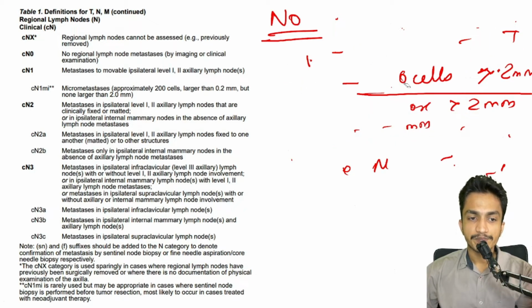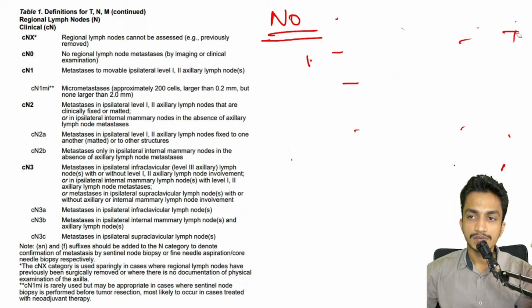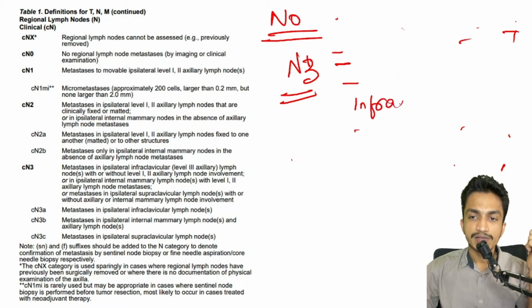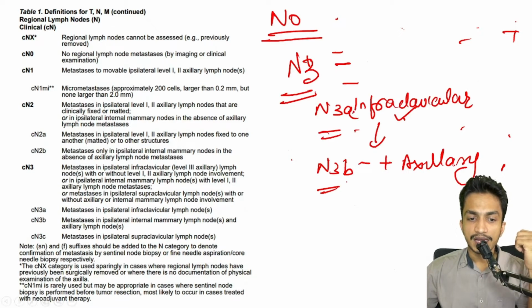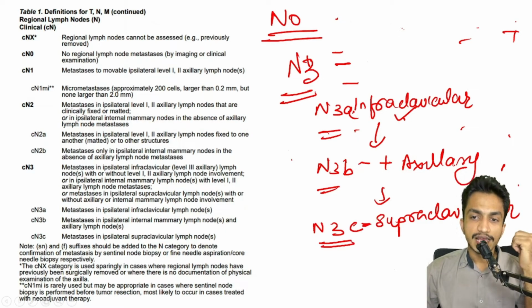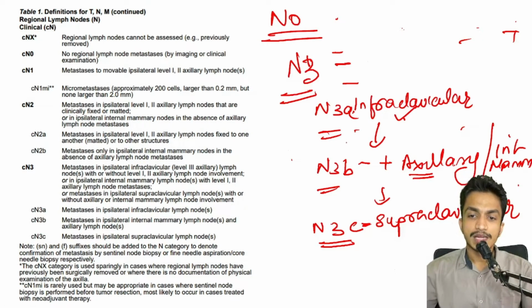Now coming to N3. If there is spread to the infraclavicular, it is N3a. If it is spreading to infraclavicular plus axillary, it is N3b. And if it is spreading to the supraclavicular, then it is N3c. So N3a is infraclavicular. If associated with that, it is spreading to the ipsilateral axillary lymph node and also the internal mammary lymph nodes, then it is N3b. And if it's spreading to the supraclavicular lymph node, then it is N3c.